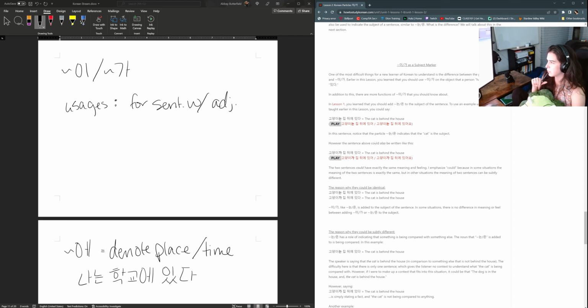So relatively speaking, you could replace the nun with ga, and it could have the same meaning and feeling. They emphasize the fact that it could because in some situations the meaning of two sentences is exactly the same, but in others, the meaning of two sentences can be subtly different.